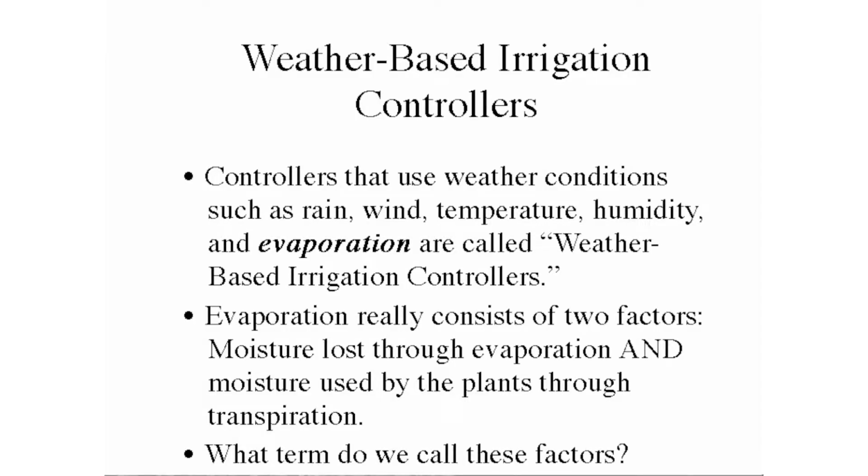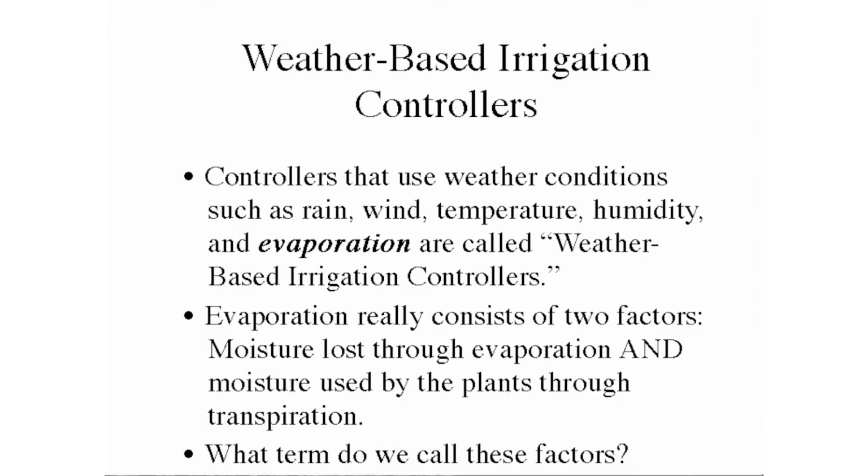So that's a great introduction to weather-based controllers. And basically, weather-based controllers use factors like rain, wind, humidity, temperature, and evaporation. And we're basically replacing the water that's lost through evaporation and transpiration from the plant. We put those two terms together, and we use the word evapotranspiration, or ET. So smart weather-based controllers are also ET-based controllers.